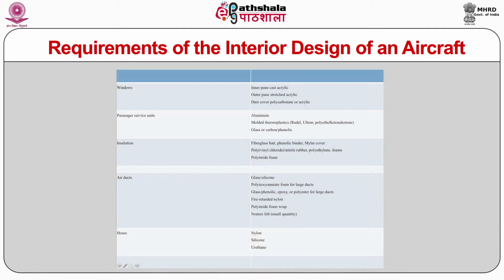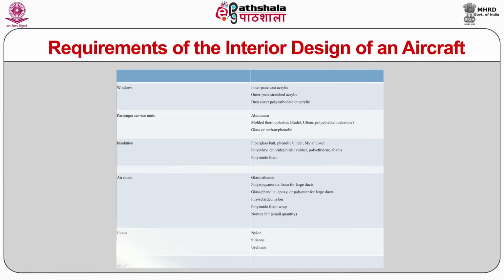For the making of windows of the aircraft cabins, the inner pane is cast acrylic and the outer pane is stretched acrylic. The dust cover is made up of polycarbonate or acrylic. Then to make the passenger service units, the materials used are aluminium, molded thermoplastics which include Radel, Ultem, polyethylene, glass or carbon or phenolic.